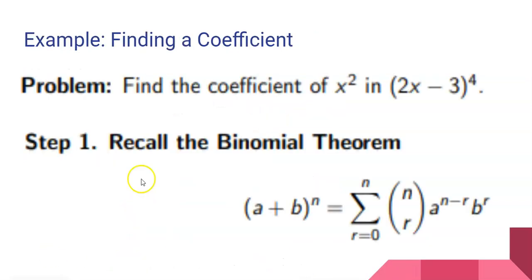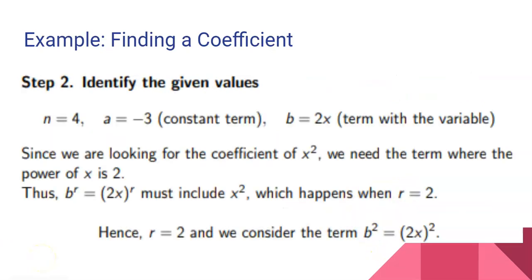Here's another problem. Find the coefficient of x squared in the expansion of 2x minus 3 raised to the power of 4. So step number 1, recall the binomial theorem. You write the formula for reference and recall. We're going to have 2 solutions here because addition is commutative.